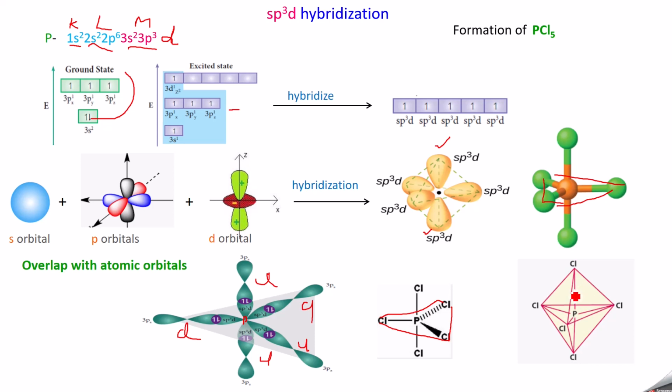So you will be having a pyramid shape at the top and below of this trigonal shape. So it is called a trigonal bipyramidal shape. So this is how phosphorus pentachloride is formed. You can explain the formation of PCl5 with the help of sp3d hybridization.